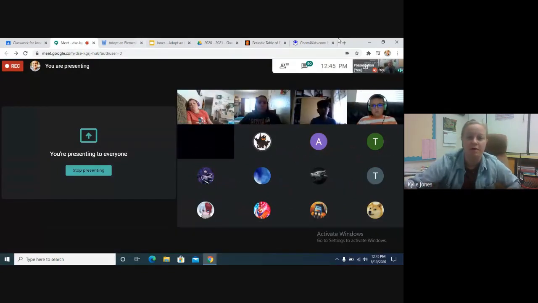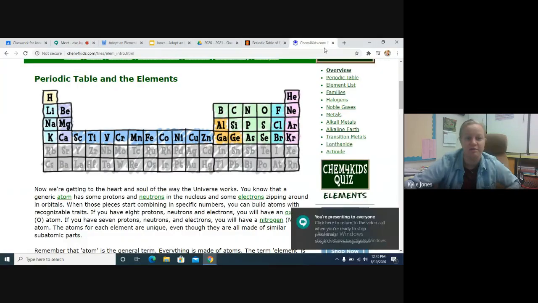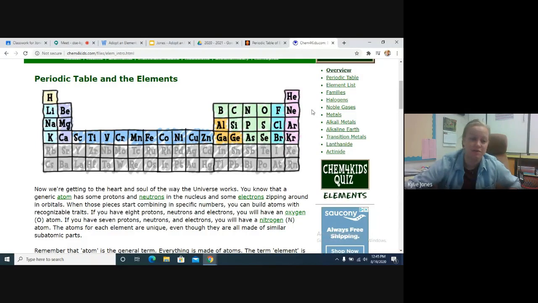Let's see, I'm going to pull up a periodic table. I have one right here. So this is one example of a periodic table. It's just like a very small drawn one. But these are the elements I'm going to have you choose from. Right now it's just showing their chemical symbol.